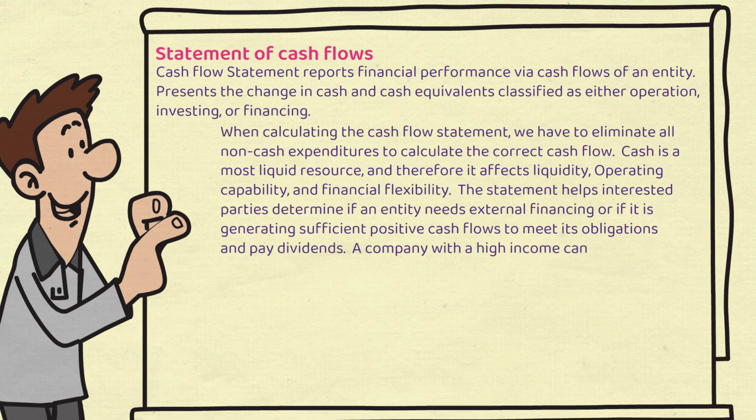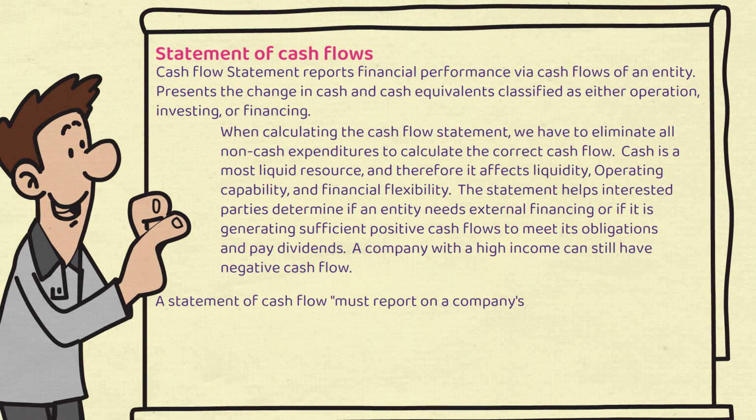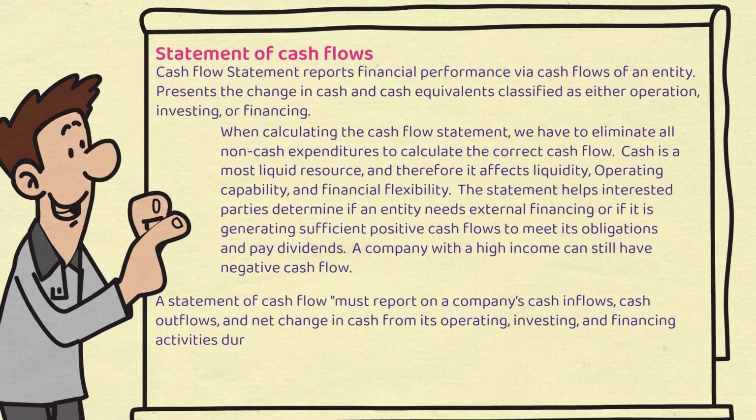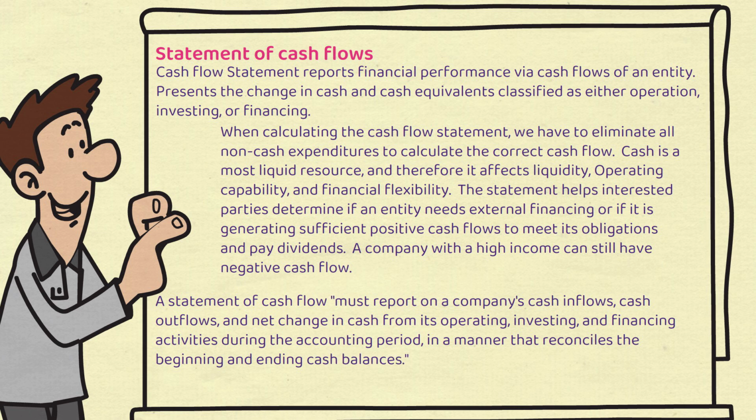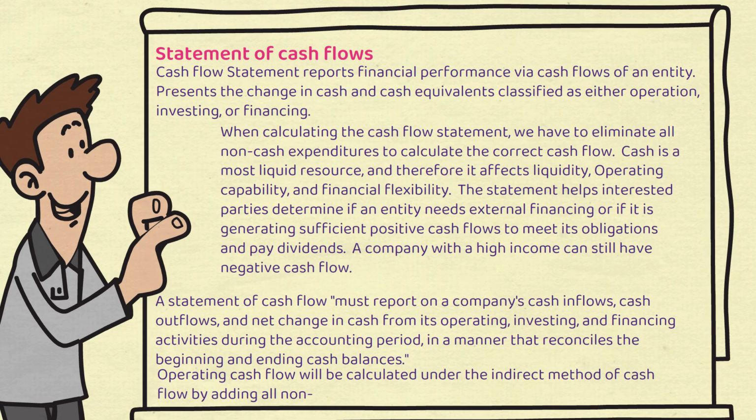A company with a high income can still have negative cash flow. A statement of cash flow must report on a company's cash inflows, cash outflows, and net change in cash from its operating, investing, and financing activities during the accounting period, in a manner that reconciles the beginning and ending cash balances. Operating cash flow will be calculated under the indirect method of cash flow by adding all non-cash expenditures, that is, depreciation and amortization, etc.